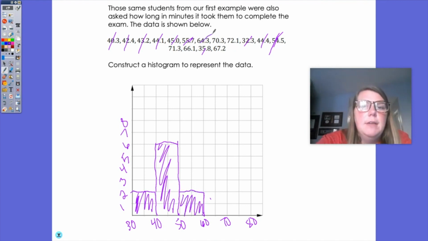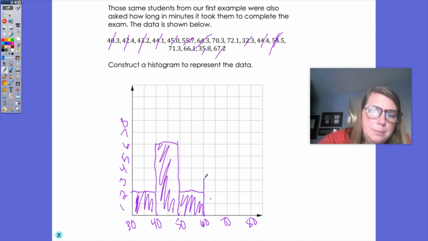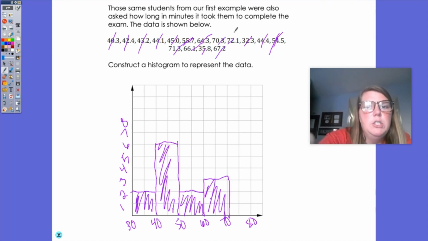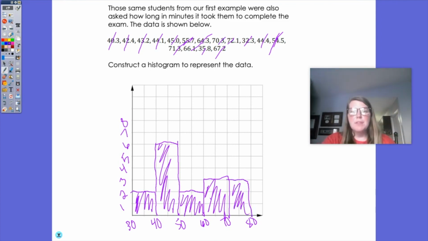Between 60 and 70, 1, 2, 3 people. And then between 70 and 80, 1, 2, 3 people. That would be an example of the histogram for the amount of minutes studying for the same group.